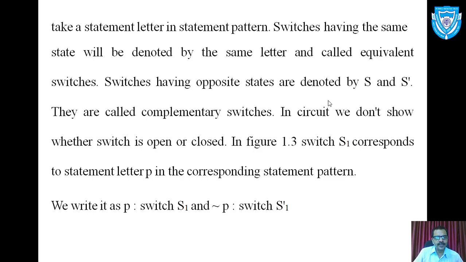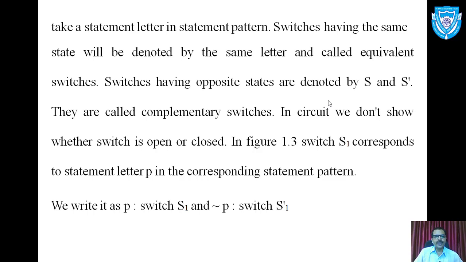Let us continue. Switches having opposite states are denoted by S and S dash. Whenever the switch is in the closed state, it is denoted by S, and whenever it is in the open state, it is denoted by S dash. These are the symbols we use for their various states. They are called complementary switches.